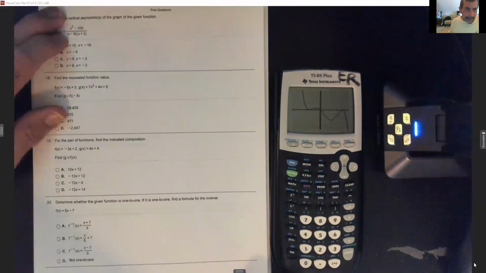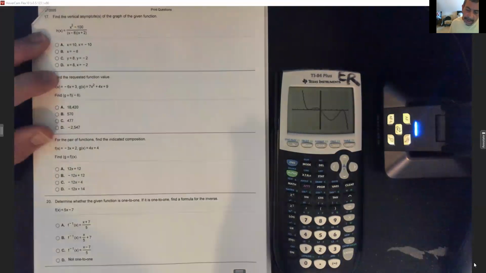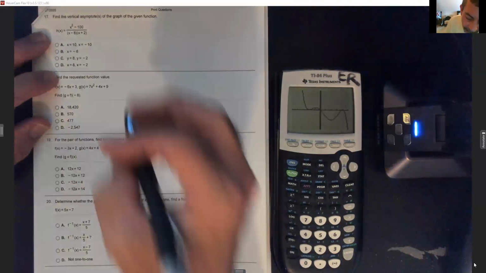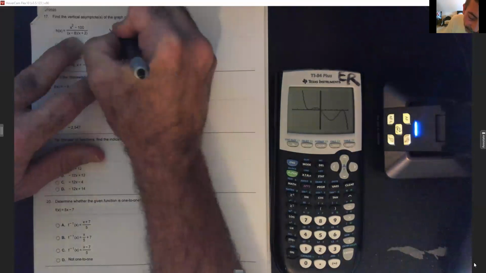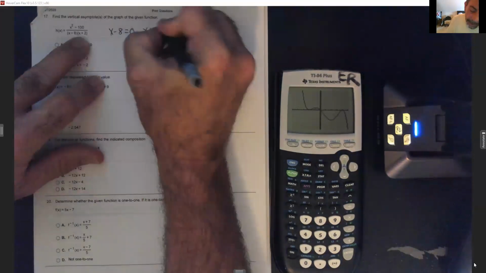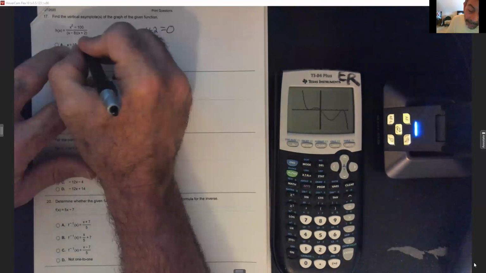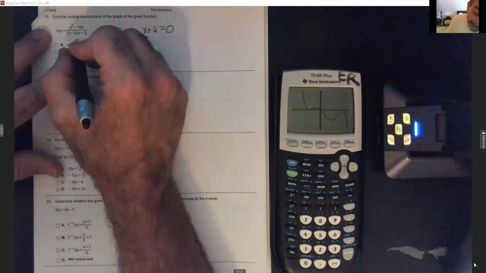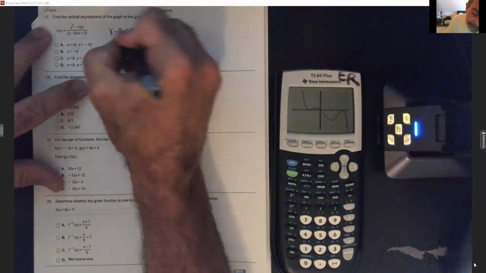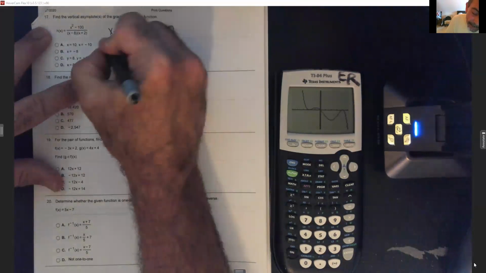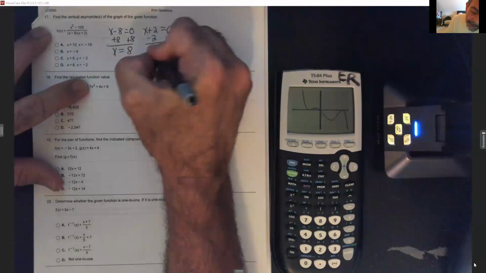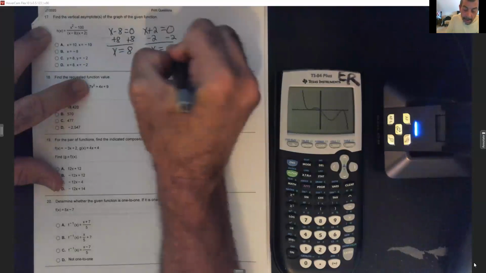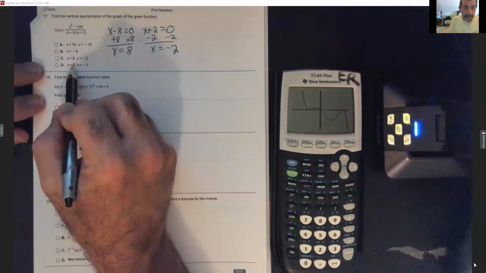All right, let's see. 17, find the vertical asymptotes. That's almost like a domain problem. To find vertical asymptotes, you take the bottom and set the factors equal to 0. Now, this is already factored. I gave y'all problems where y'all had to factor it first and then do this part. All right, so solve these by adding 8. So x equals a positive 8. Subtract 2. x equals a negative 2. And here we go. x equals 8. x equals negative 2.